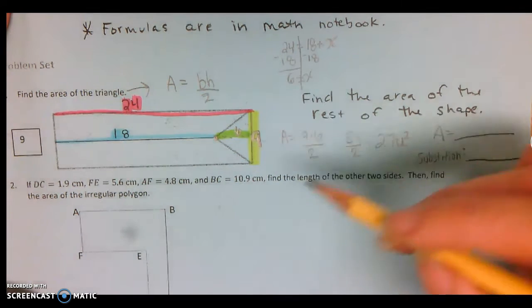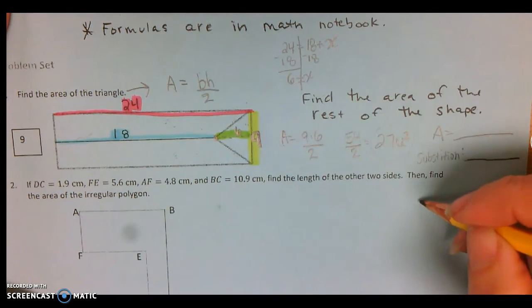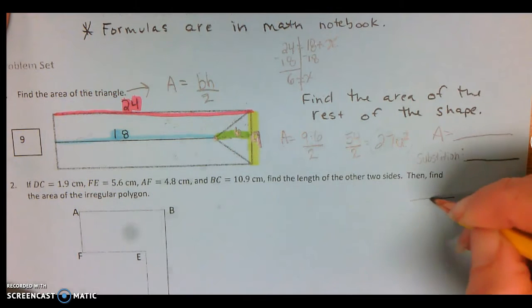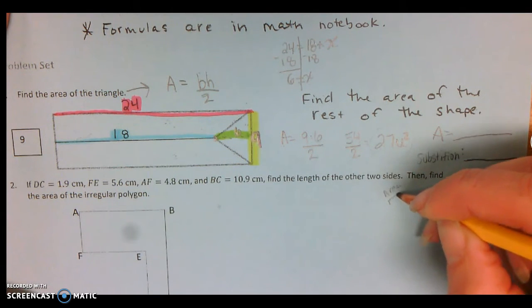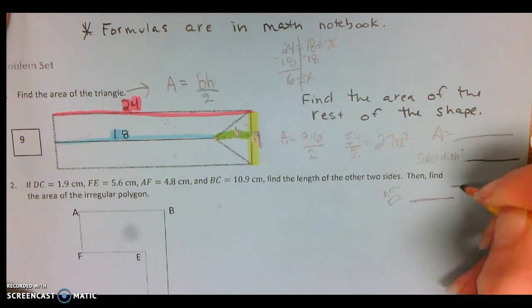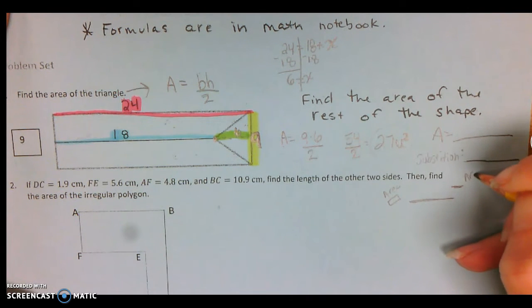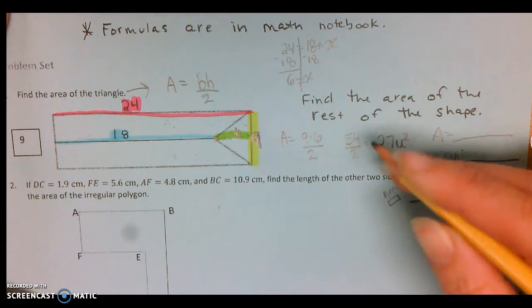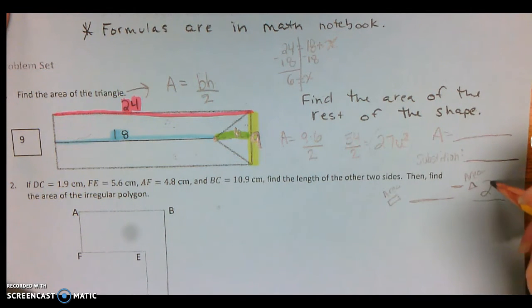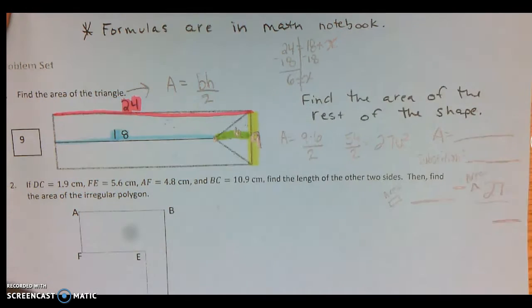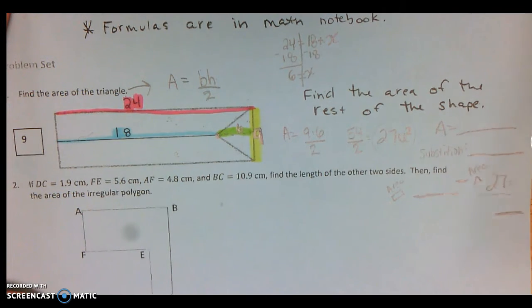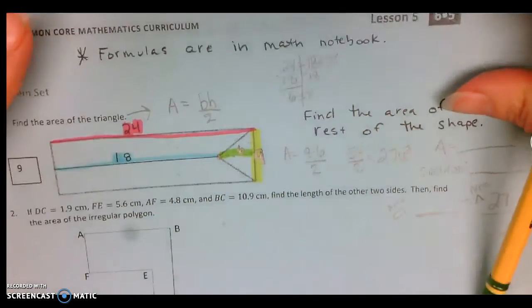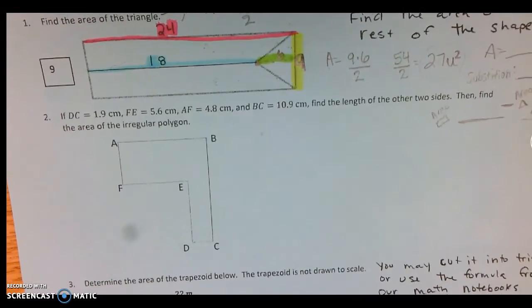After you have the area of the entire rectangle, so this would be the area of the entire rectangle minus the area of the triangle, which we have up here, which is 27, that should give you your answer to the rest of the area in that flag. Let's look at number 2.